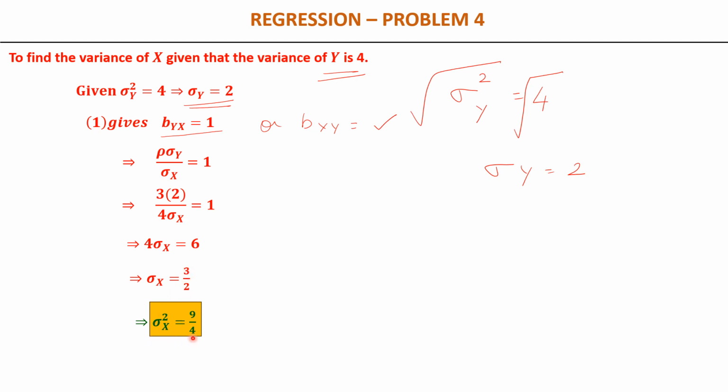So therefore, what is sigma x square? Because I want the variance of x, not sigma x. Sigma x means the standard deviation of x. I square both sides and get sigma x square to be 9 by 4. So that's my result for the last part of this question.